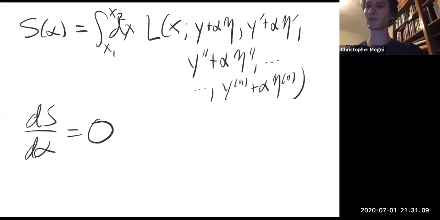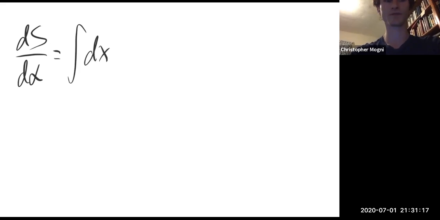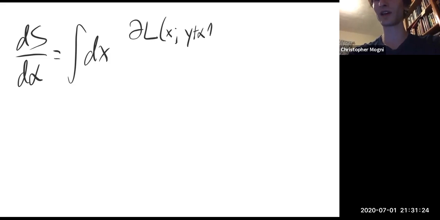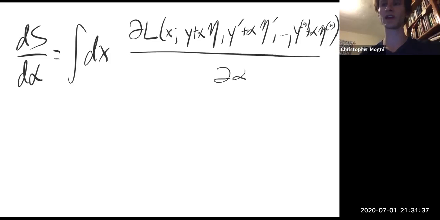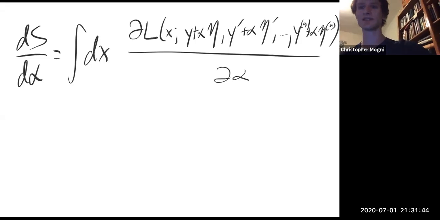Very cool. And so like in the book, what that means is dS/d alpha is going to be equal to the partial of L of x, y plus alpha eta, y prime plus alpha eta prime, up to y^(n) plus alpha eta^(n), with respect to alpha. And again, we're going to set that equal to 0. Cool. So how do we actually take this derivative?